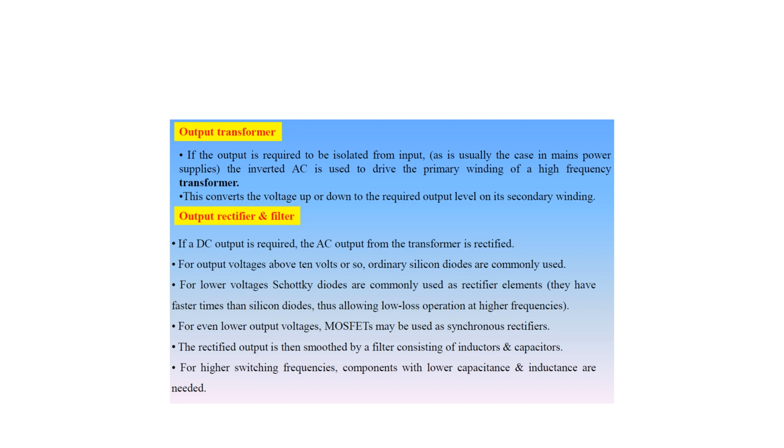If a DC output is required, the AC output from the transformer is rectified. For output voltages above 10 volts or so, ordinary silicon diodes are commonly used. For lower voltages, Schottky diodes are commonly used as rectifier elements. They are faster than silicon diodes, allowing low loss operation at high frequencies. For even lower output voltage, MOSFETs may be used as synchronous rectifiers. The rectified output is then smoothed by a filter consisting of an inductor and capacitor. For high switching frequencies, components with lower capacitance and inductance are needed.